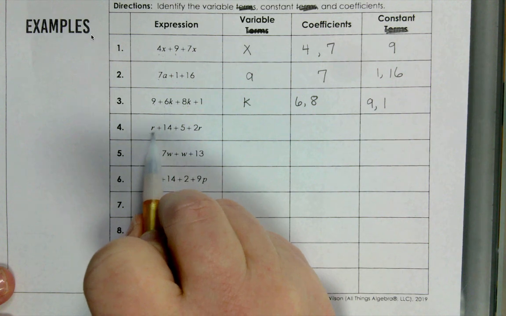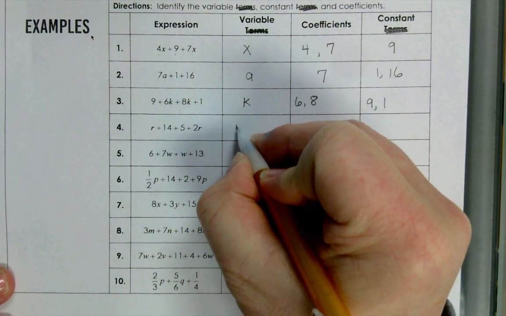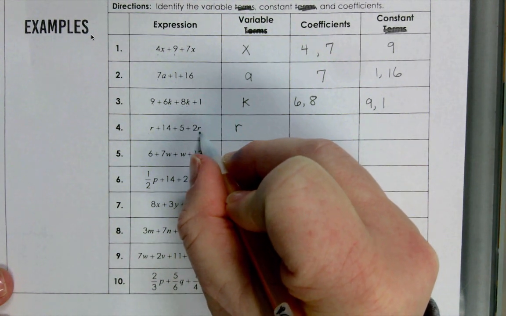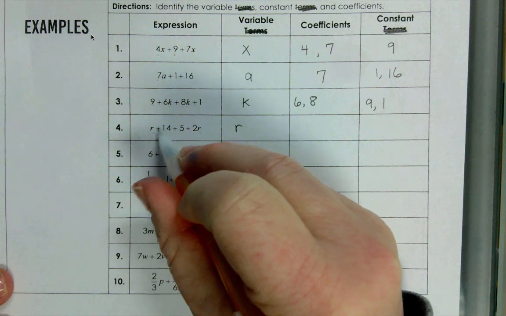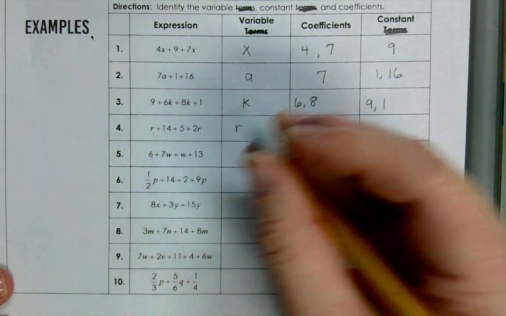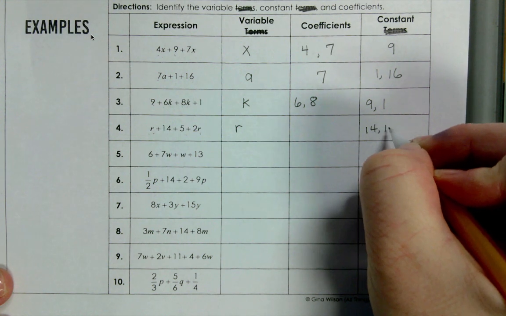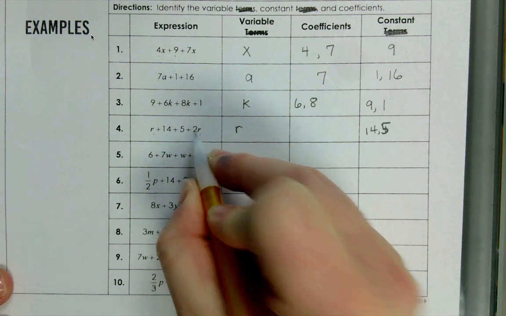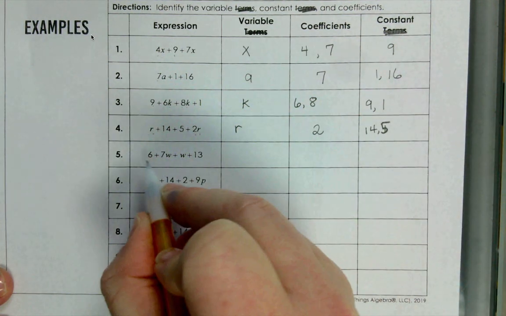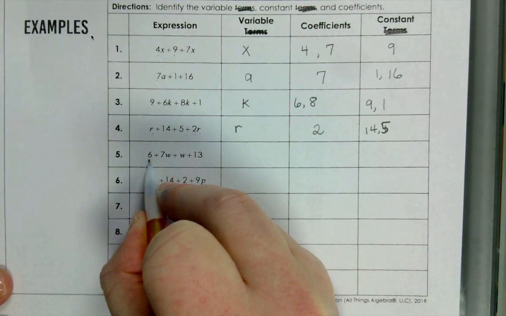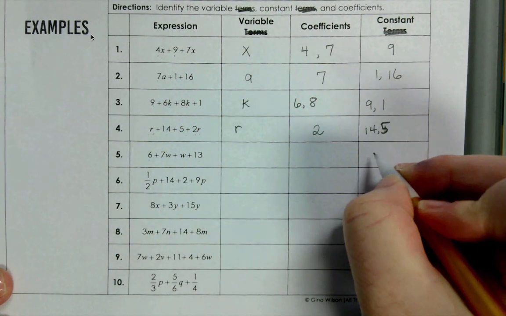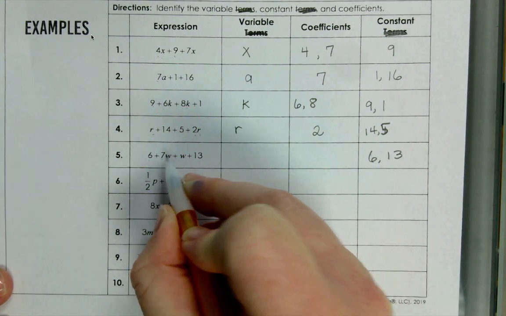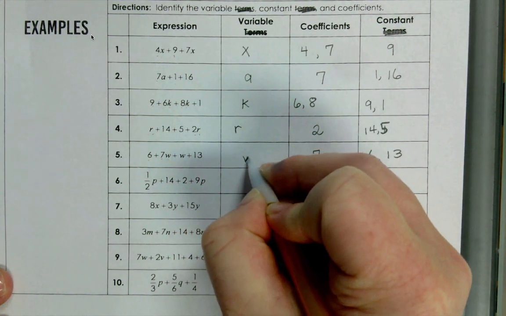Now, at the beginning, I have R, my variable R. You don't have to write it again because it's sitting here next to the coefficient. It's not a different letter, it's still R. So this R would have the same value as that R. I have a 14 and a 5 alone, which makes them constants. And then a 2 in front of my R is my coefficient. All right. So my 6 all alone, my 13 all alone are constants. My 7 in front of the W is a coefficient, and my variable is W.